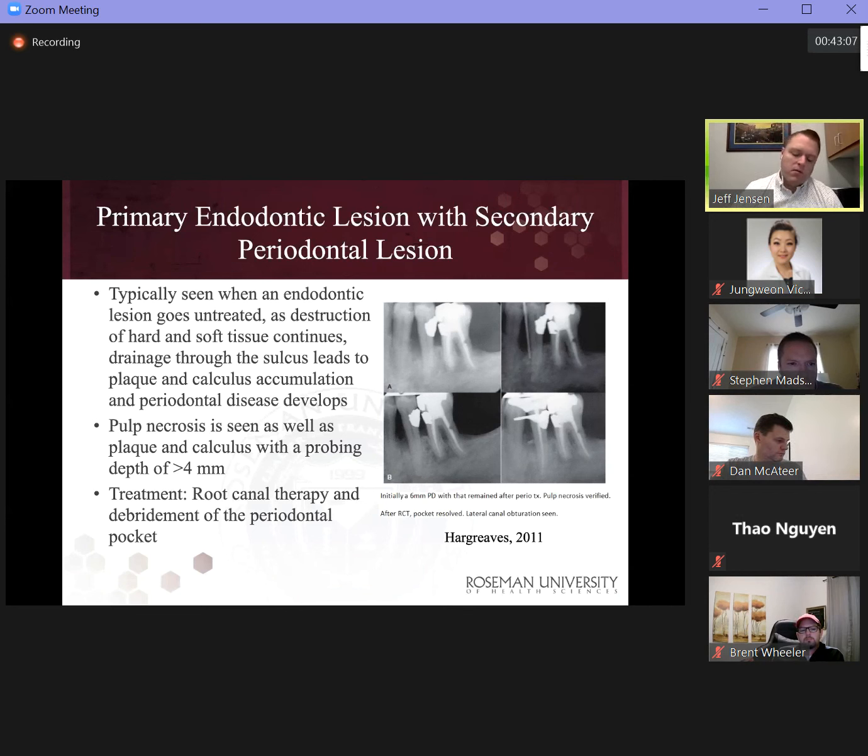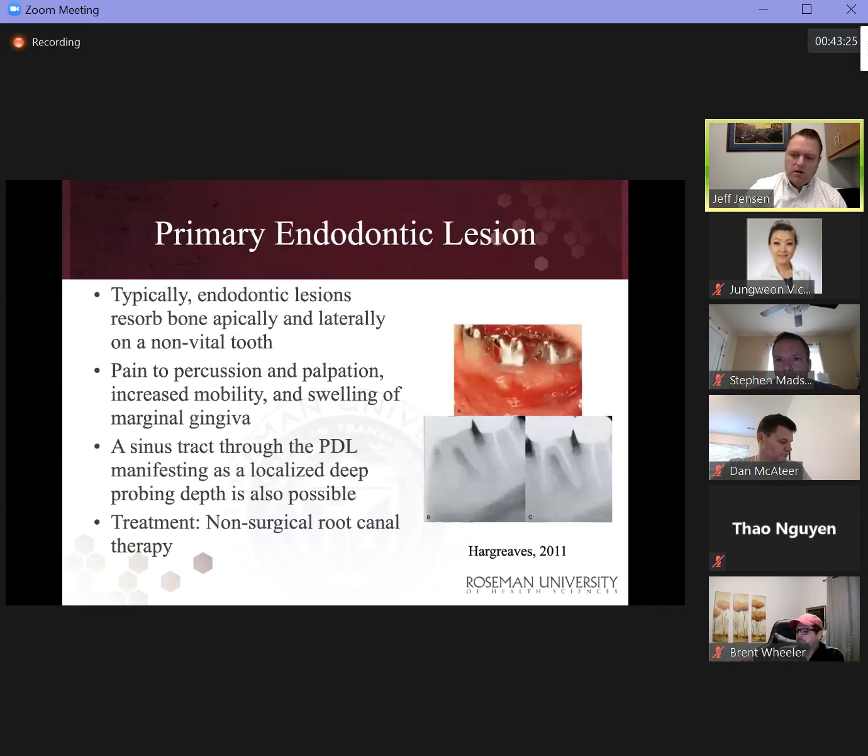So the one thing that's different here is in that primary endo lesion, right? We just said sometimes you have a deep probing depth, okay? That's from the drainage of the lesion, okay? And that typically resolves on its own with treatment, okay? So on that sinus tract through the PDL manifesting as localized deep probing depth, there's no calculus, there's no bacteria building up there. It's essentially just a draining sinus tract. Once treatment happens, it goes away, okay?